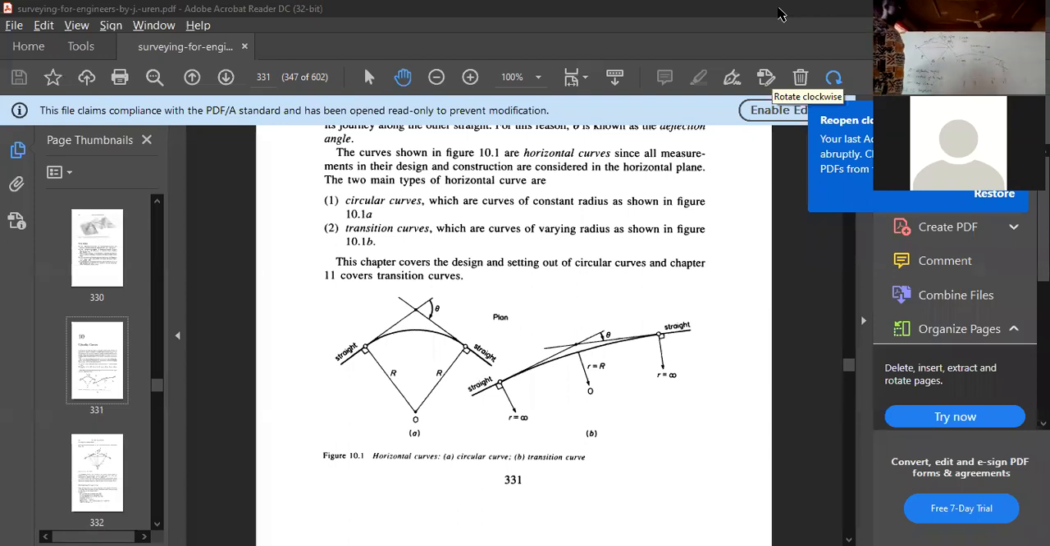So what's the relation between this and the radius? Is R inversely proportional to theta, or is it directly proportional? I think it's directly proportional, because if theta is bigger, R will also be bigger, and if theta is smaller, R will become smaller. Yes, sir.